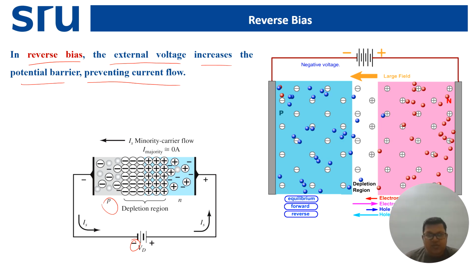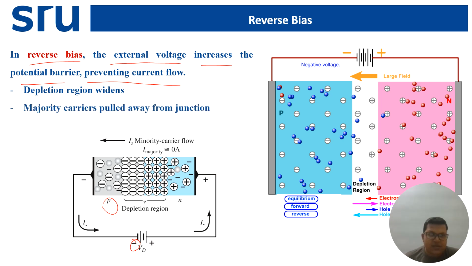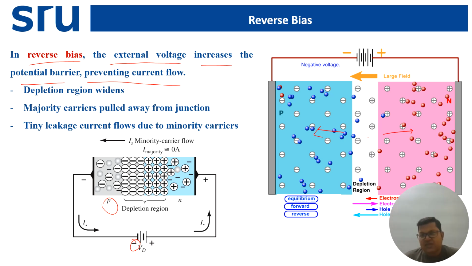Actually it is opposing, and the depletion region widens as I explained earlier, and the majority carriers are pulled away from the junction. That is also very obvious from the image. A tiny leakage current flows due to the minority carriers. Although all the majority carriers are being pulled away from the junction, some minority carriers will still be available to conduct current, and that will give you some current which we call the reverse saturation current.